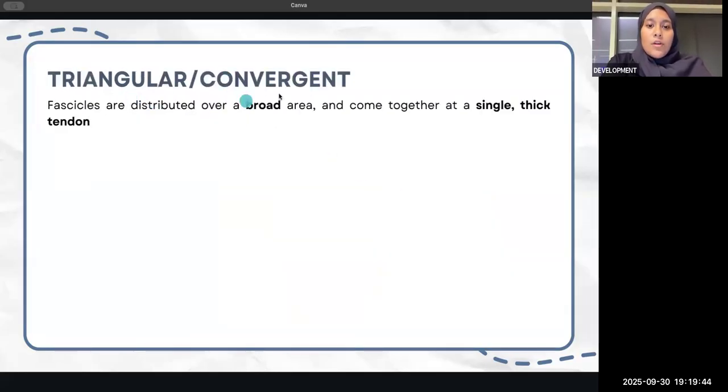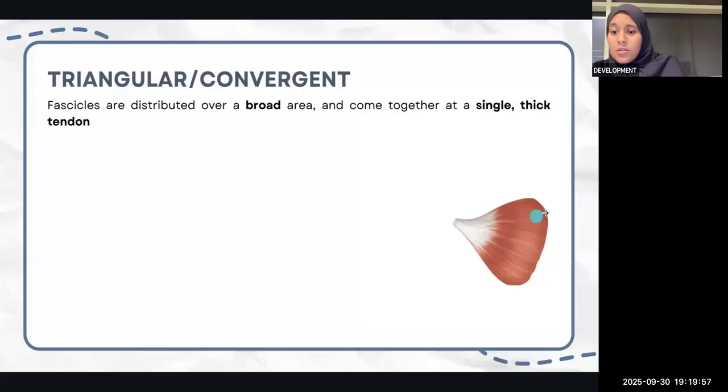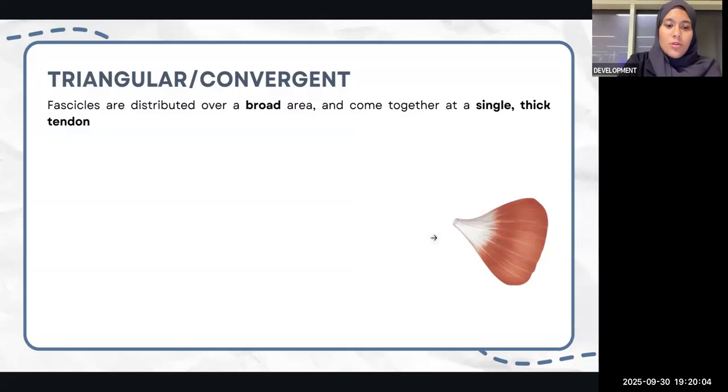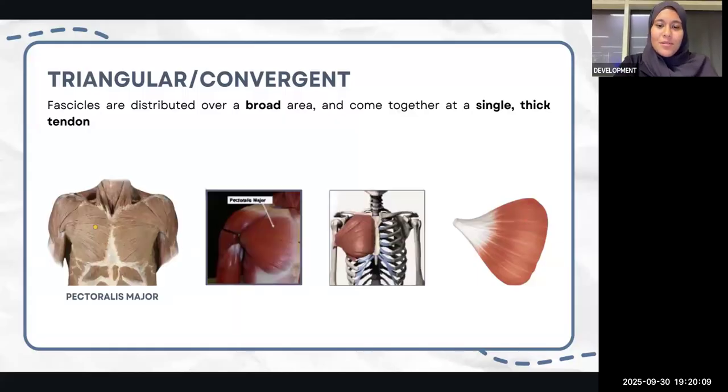Okay, now triangular and convergent. From the name, convergent means joining together. So the fascicles are distributed over a broad area, and then they all join together at one single thick tendon. This is how it looks: you have all your fascicles and fibers, and they all join towards this one single thick tendon. There's only one example, and it's pectoralis major. It's the only example, and there's a bunch of pictures, so I'm very sure that they're going to get this in your exam. It's a very easy muscle. It's triangular convergent.